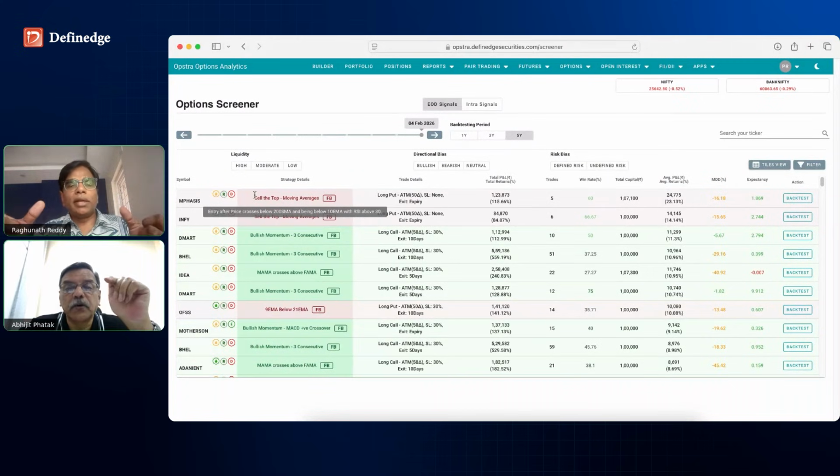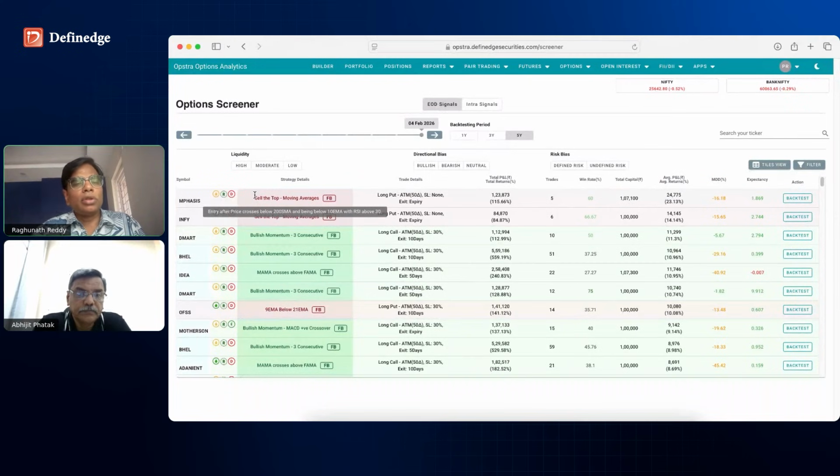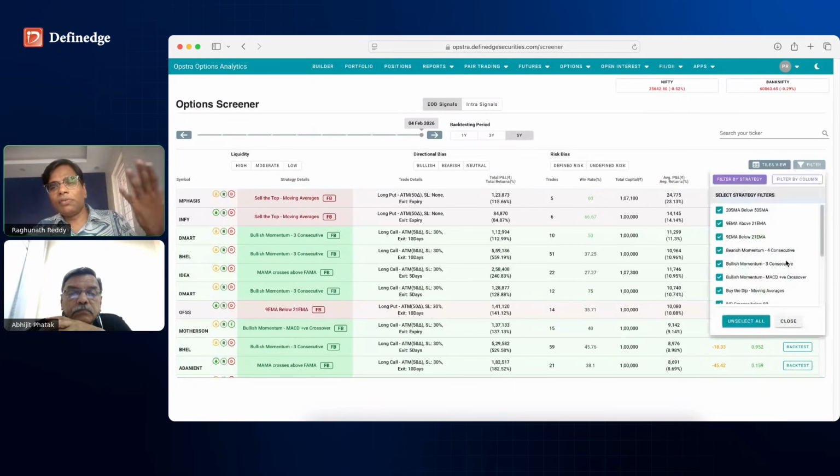So this is an EOD signal, right? That is what I can see. Yes, an EOD signal. Every day we look for these signals for all the FNO stocks on the spot data. Like that, there are several strategies. If you go here, you have these many strategies, like 10 SMA below 50 SMA, 9 EMA, 20.